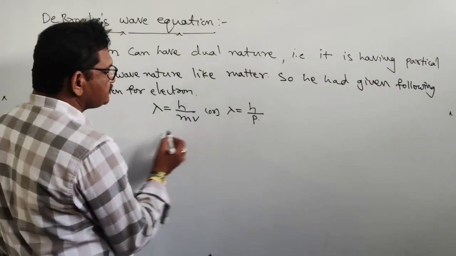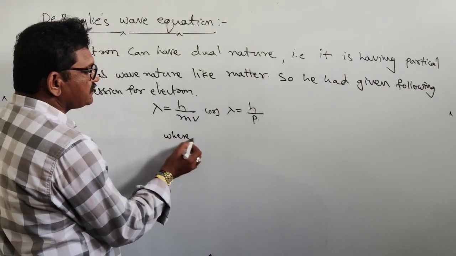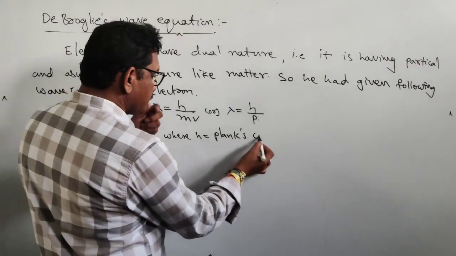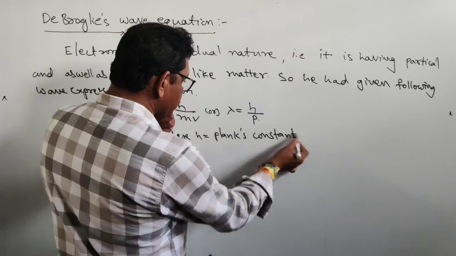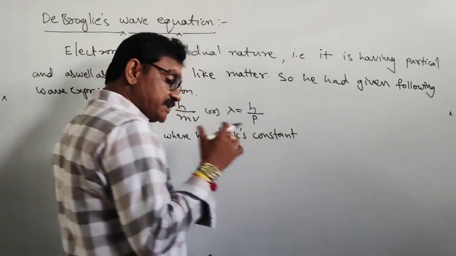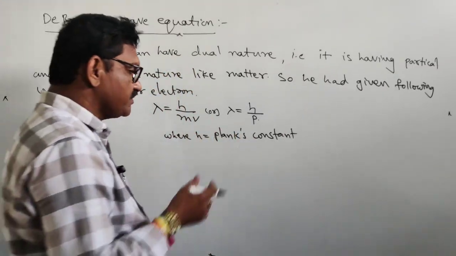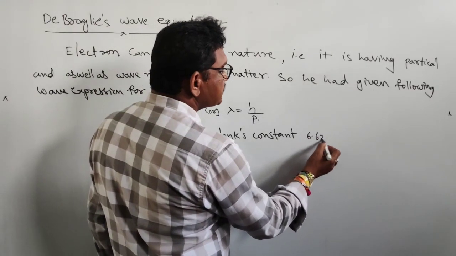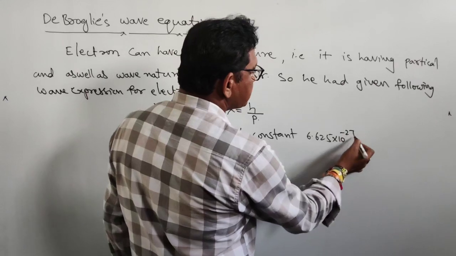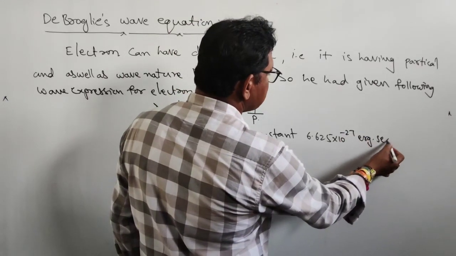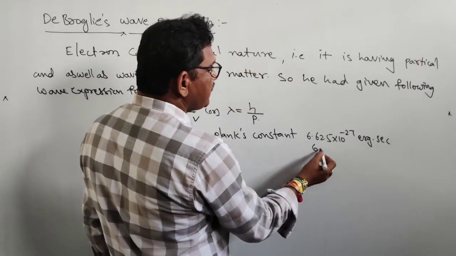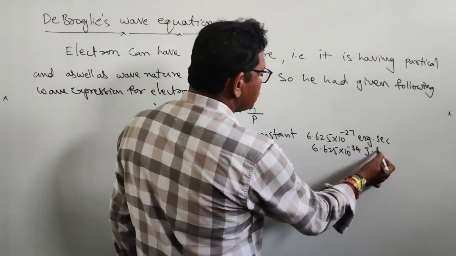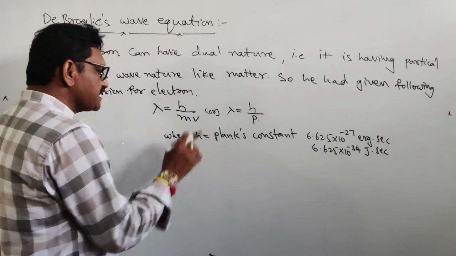So where h is equal to Planck's constant. You remember this value is a fixed value, and it is useful while doing the problems. So Planck's constant value is 6.625 into 10 power minus 27 erg second. If you take the value in joules, then that is 10 power minus 34 joule second. This is the Planck's constant.